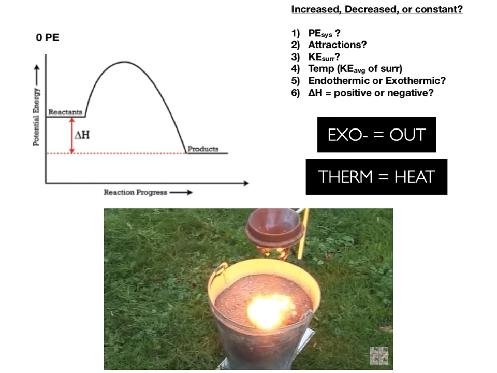Since the kinetic energy of the surroundings increases, the temperature, the average kinetic energy of the surroundings, must also increase. Because heat has effectively been released from the system, we call this an exothermic process, and the change in heat energy, delta H, is negative for our system.